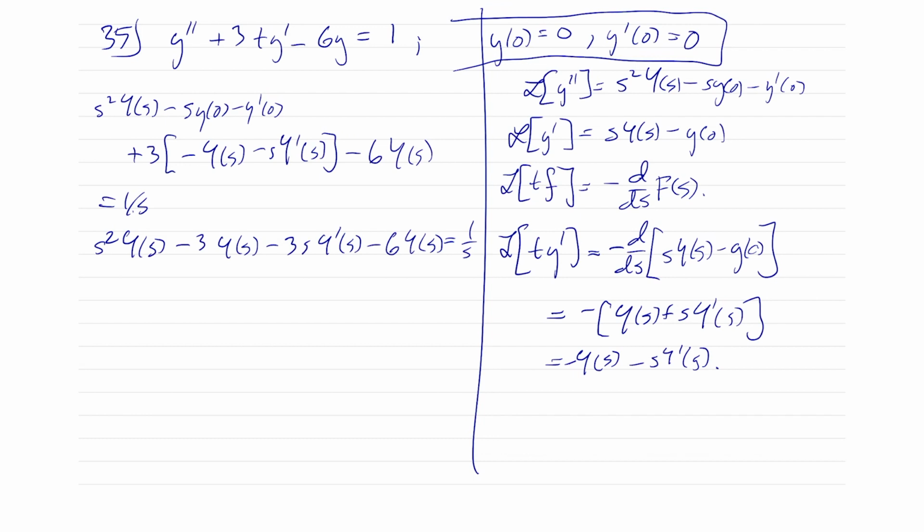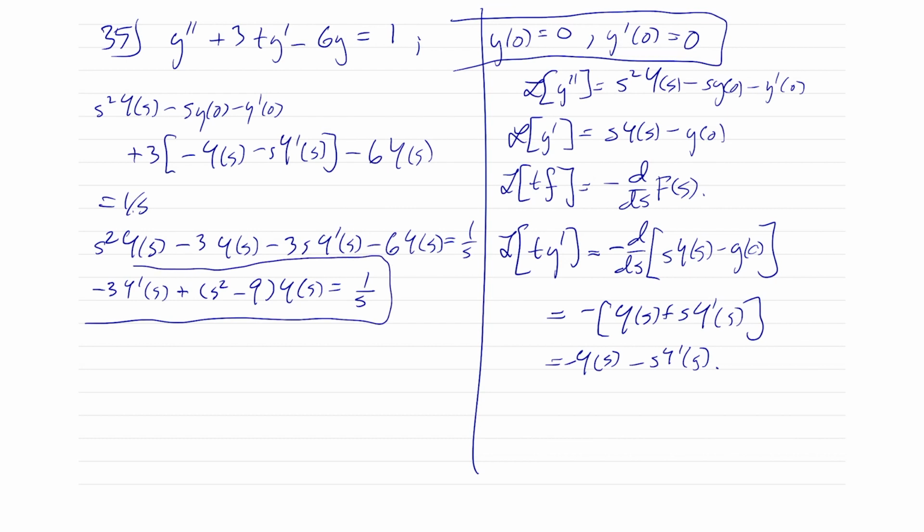Okay, just being organized, so then we see that we have minus 3 s Y prime of s plus s squared minus 9 times Y of s is equal to 1 over s, right? And so this is now a linear differential equation in big Y of s, or the Laplace transform.